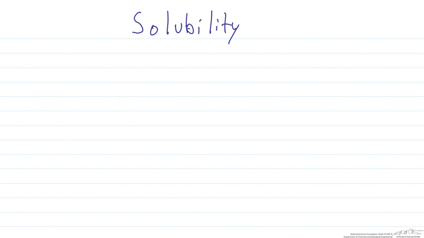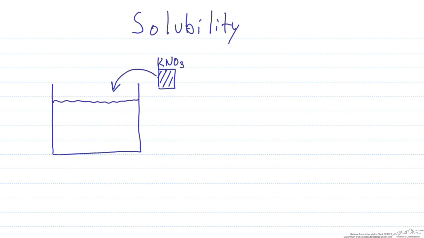In this screencast, we'll talk about the idea of solubility, which is the maximum amount of a substance that can be dissolved into a specified amount of liquid at equilibrium. Let's say we have a block of potassium nitrate salt, and we drop that block of salt into a beaker of water, and the salt will fully dissolve until it reaches a point where no more salt will dissolve.